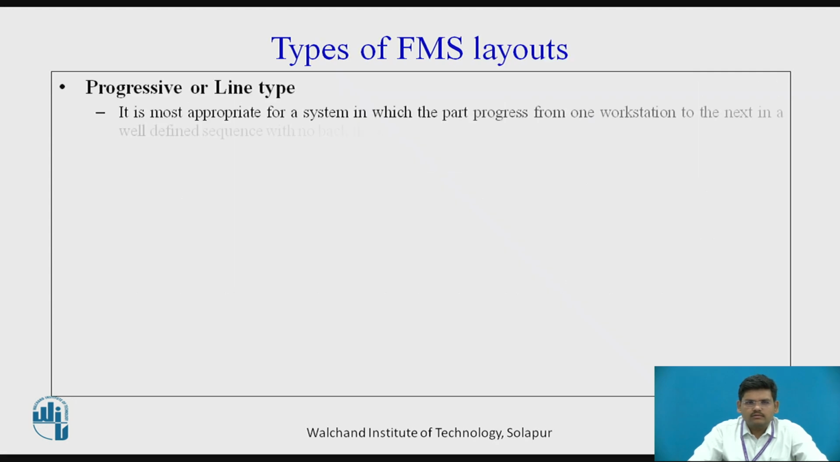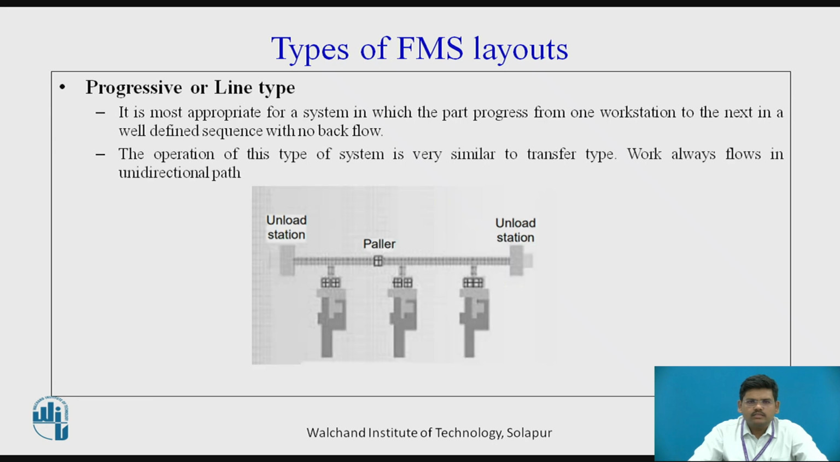Types of FMS layout. The first type that you can see on screen is a progressive or line type one. It is most appropriate for a system in which the part progresses from one workstation to the next in a well-defined sequence with no backflow. Here, the job starts from one machine, moves on to second, then third, and at the end at the unloading station, right? Either from this side or from this side. There is no reverse flow of the job in this type of FMS system.